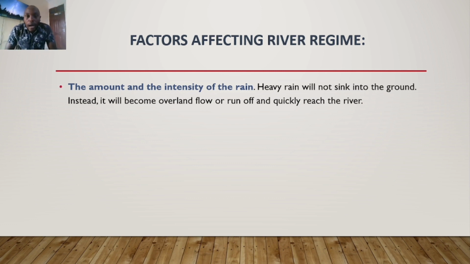So when you talk about surface runoff, that is water that runs on the surface. When we have that heavy rain, it won't sink into the ground. It will just become overland flow, and it will quickly reach the river. Understood? So it's going to increase the river discharge in that river, and that's the factor affecting river regime, because river regime is the variation of river discharge over time. Understood?